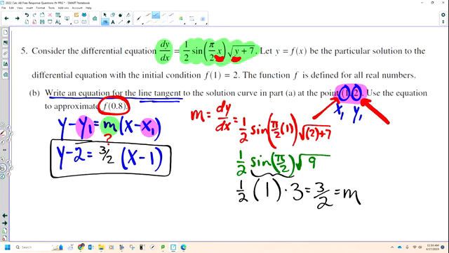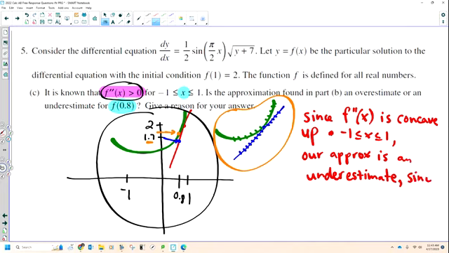In fact, the word "below" might be appropriate to put in our reason. There's an underestimate here, so we can say, since the tangent line is below f of x. All right. I mean, maybe that's overkill, but it is what it is.